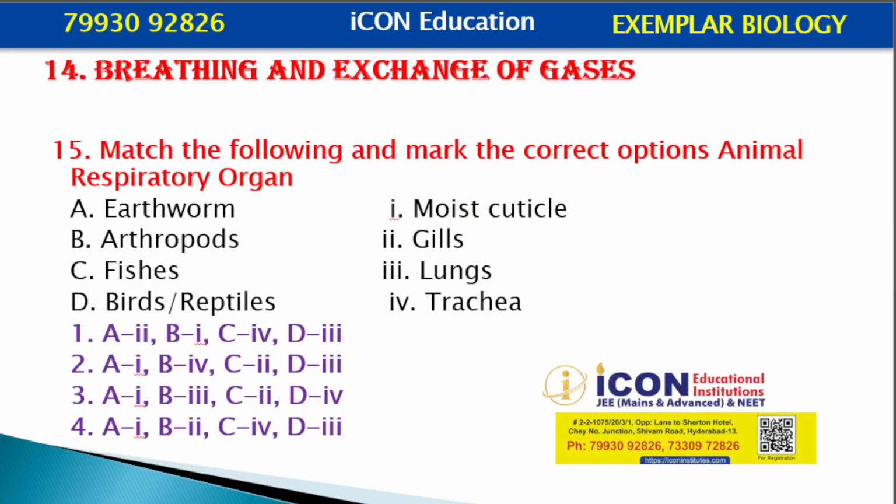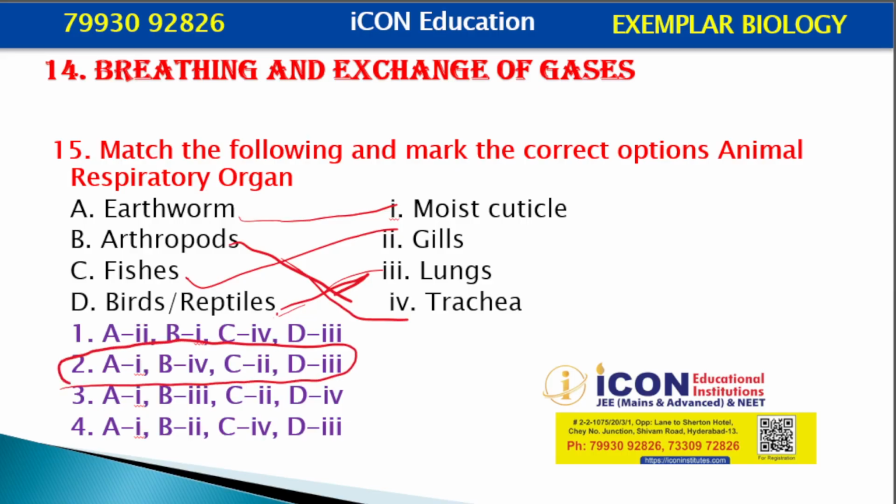Now, match the following. The earthworm's respiratory organ is the moist cuticle. Arthropods have trachea. Trachea is a respiratory organ. Fishes have gills, birds and reptiles have lungs. In that way we have to go with the option. A is earthworm, moist cuticle. Let us search for A1 where it is given. Arthropod, trachea is B4. A1, B4 we found. C2 gills and D3 birds and reptiles, lungs. So, this is our option.